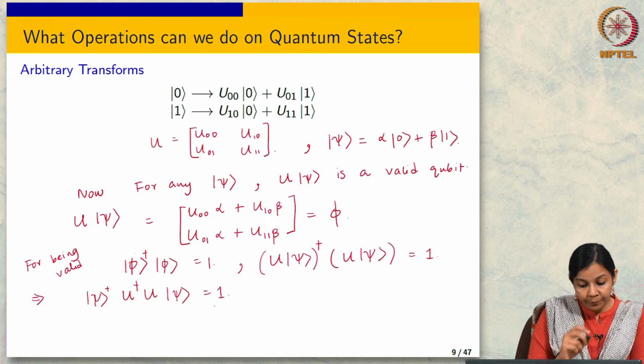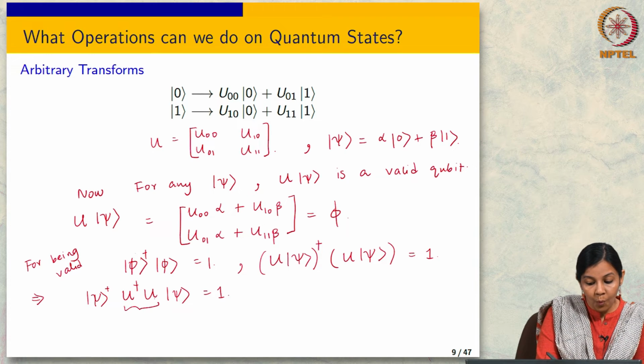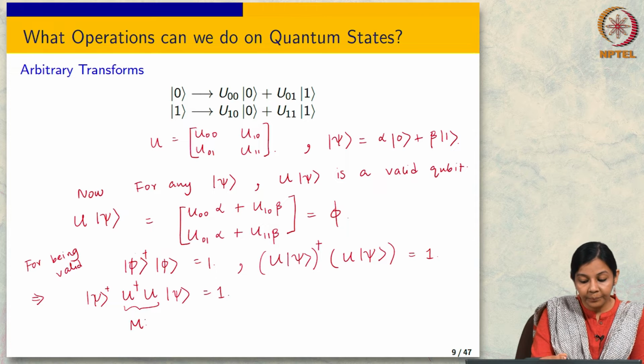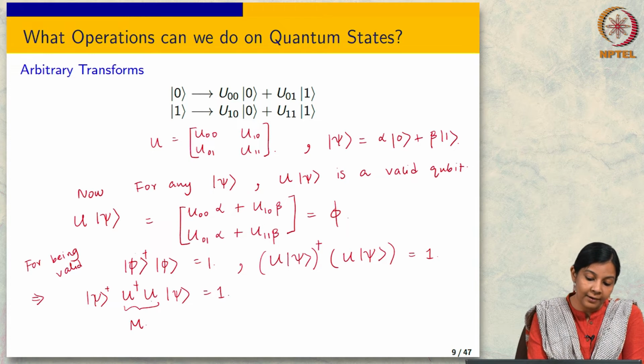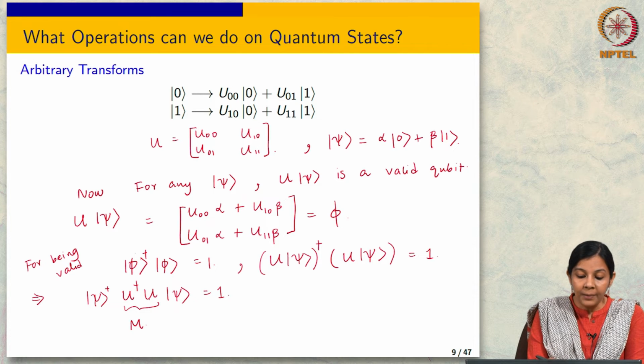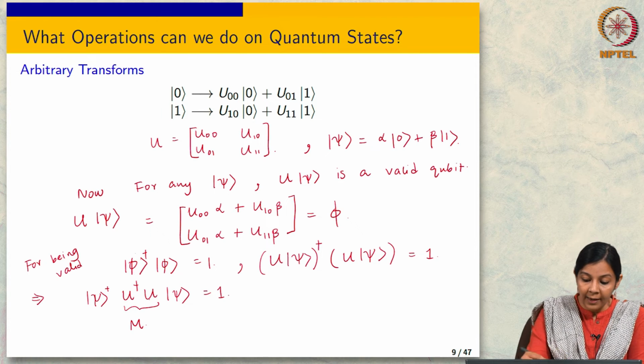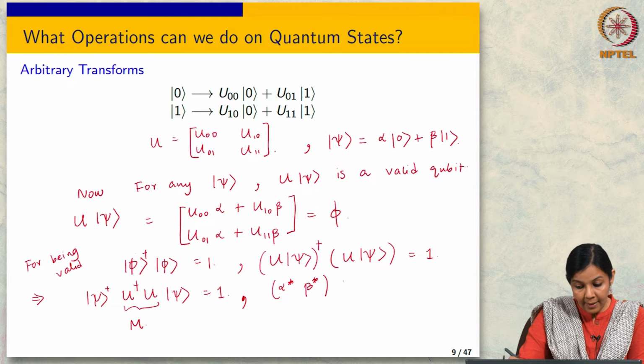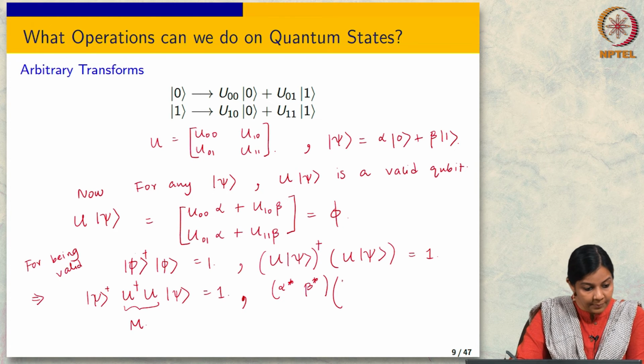So, now the question is what all u's are permitted. Now, I could call this matrix u dagger u m, okay, and I want it to be the case that, let me write this as some m over here. Let me set up a little bit of notation, m00, m01, m10, m11.